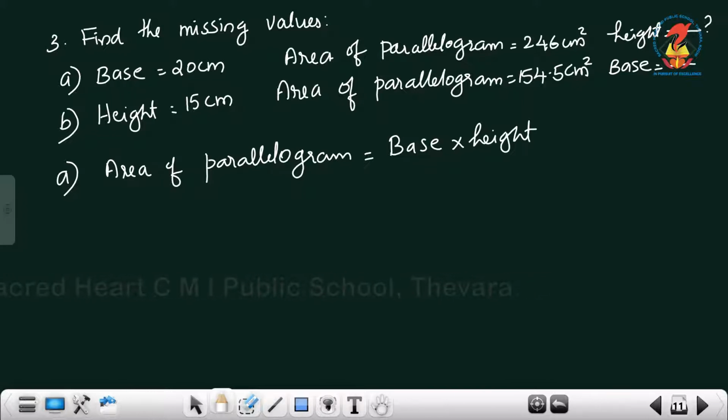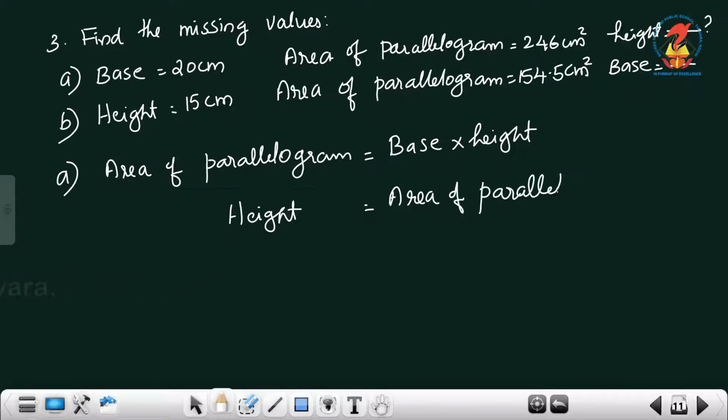Here, we have to calculate the height. Then how can you calculate the height? Height is equal to area of parallelogram divided by base. When area of parallelogram and base are given, that time how can you calculate the height? Height is equal to area of parallelogram divided by base.